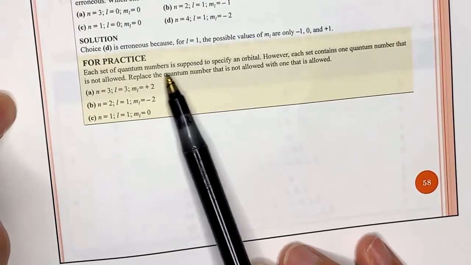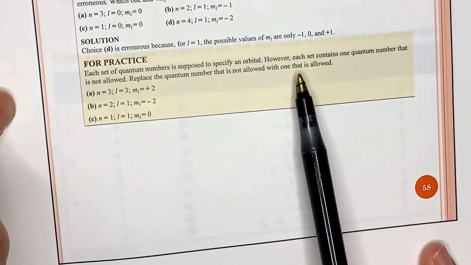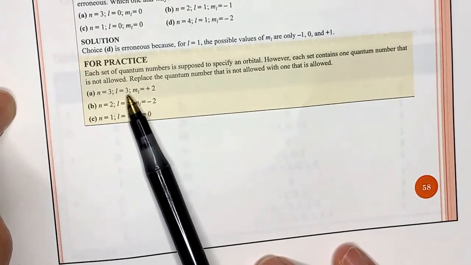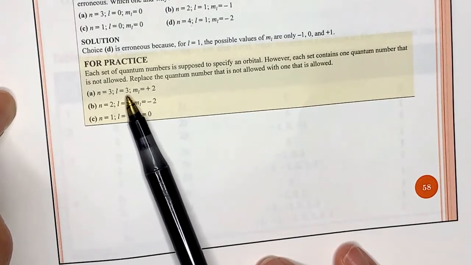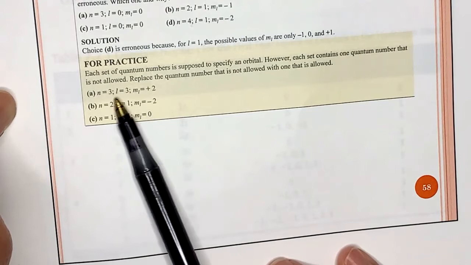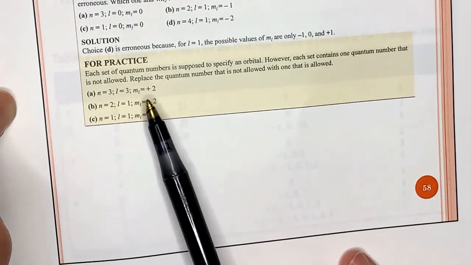Now, let's take a look at this next question here. It says, which one here is wrong? Replace it with something that's allowed. So n=3, l=3, that's not right. l can only go up to n-1. So the maximum it can go to is 2 over here. So I'll put n=3, l=2, and ml=+2. That would make sense. So if it's n=3, l=2, it will be a 3d orbital, okay? 3f doesn't exist.